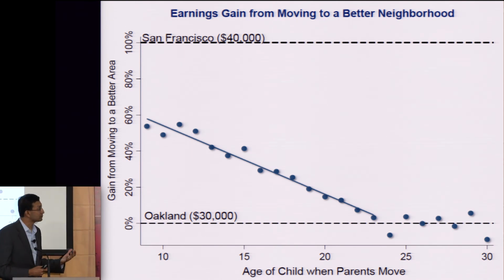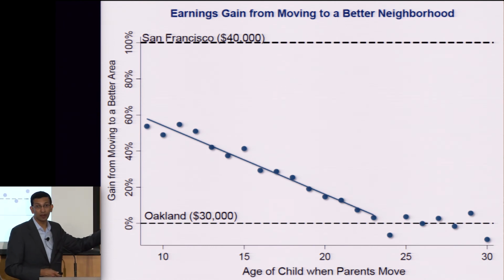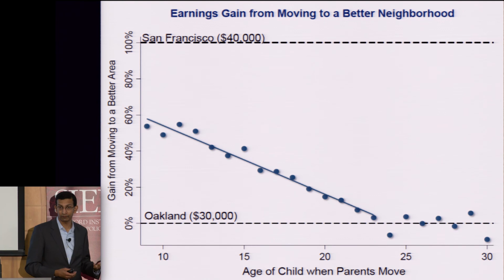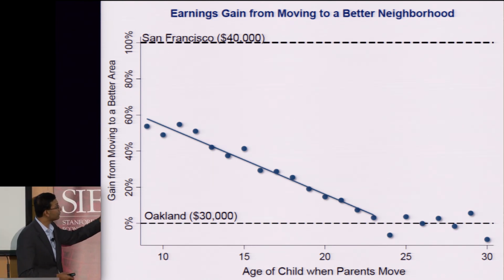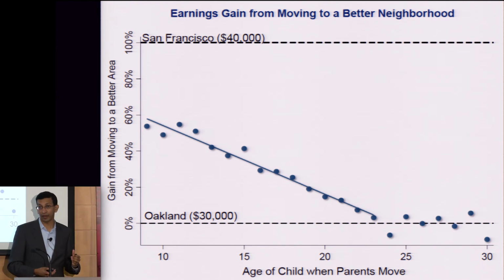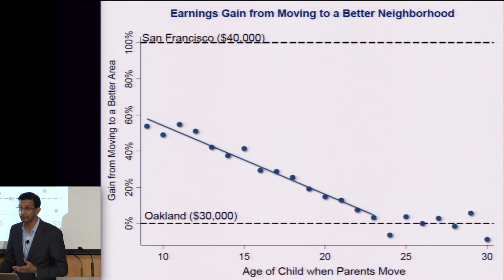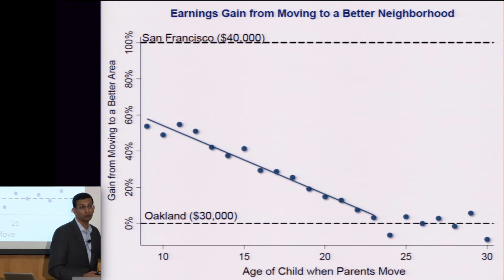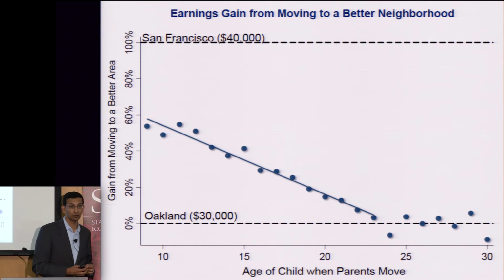Second, why does place matter? It looks like childhood environment is what's critical, right? If you move when you're an adult, it doesn't do a whole lot for you. It's really about moving when you're a child. And third, every extra year of exposure to a better environment seems to matter roughly equally. If you move when you're 9 instead of 10, or 15 instead of 16, you get about the same gain, about a 4% improvement in your long-term outcomes.